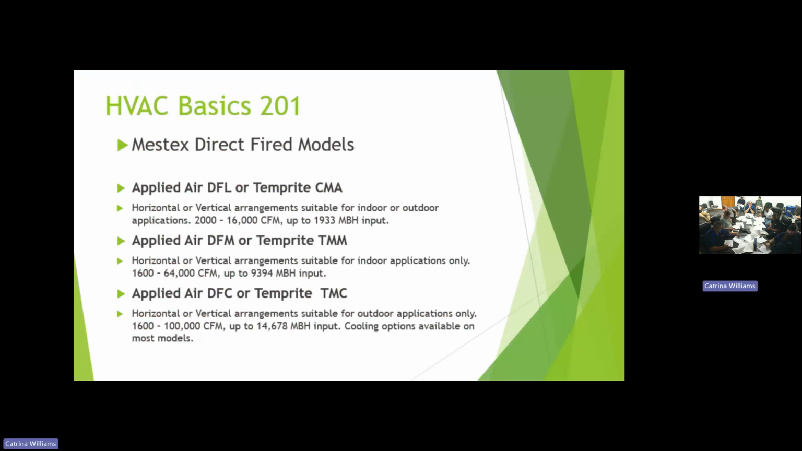So that's your direct fire models, the things we can do with it. Hopefully it's impressive. It is a very safe unit. Like I said, because of the controls we have now and those standards we meet for the burner combustion, there's more and more applications. These are more than just makeup air units. These are also used for space heaters.